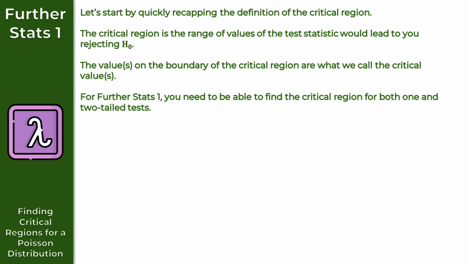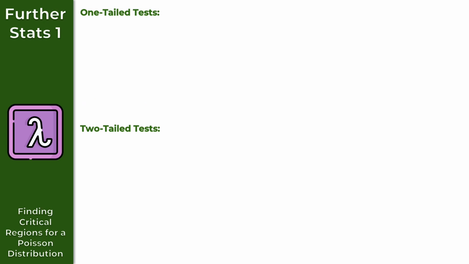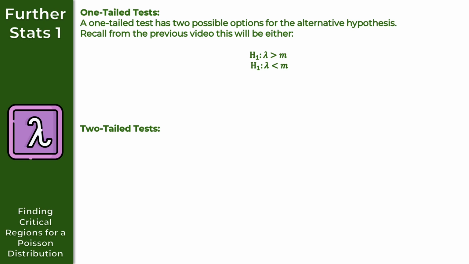For Further Stats 1, you need to be able to find the critical region for both one and two-tailed tests. So let's have a look at this in a little bit more detail. Let's start off with a one-tailed hypothesis test. For a one-tailed hypothesis test, we have two possible options for the alternative hypothesis. Remember, the alternative hypothesis is H1. Just recall from the previous video, this will be either H1: lambda is strictly greater than m, or H1: lambda is strictly less than m. And this is dependent on the context of the question.